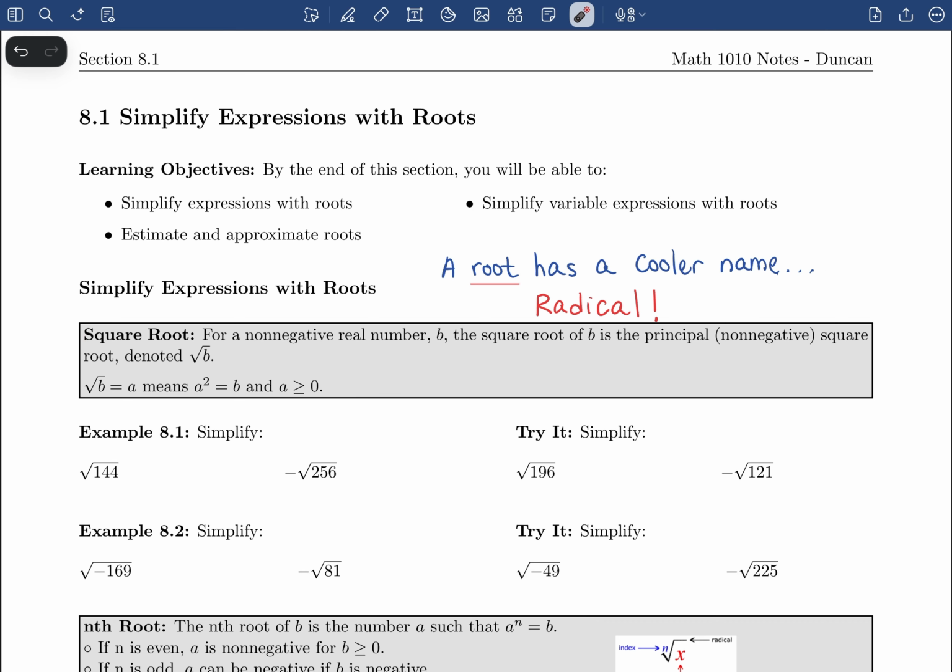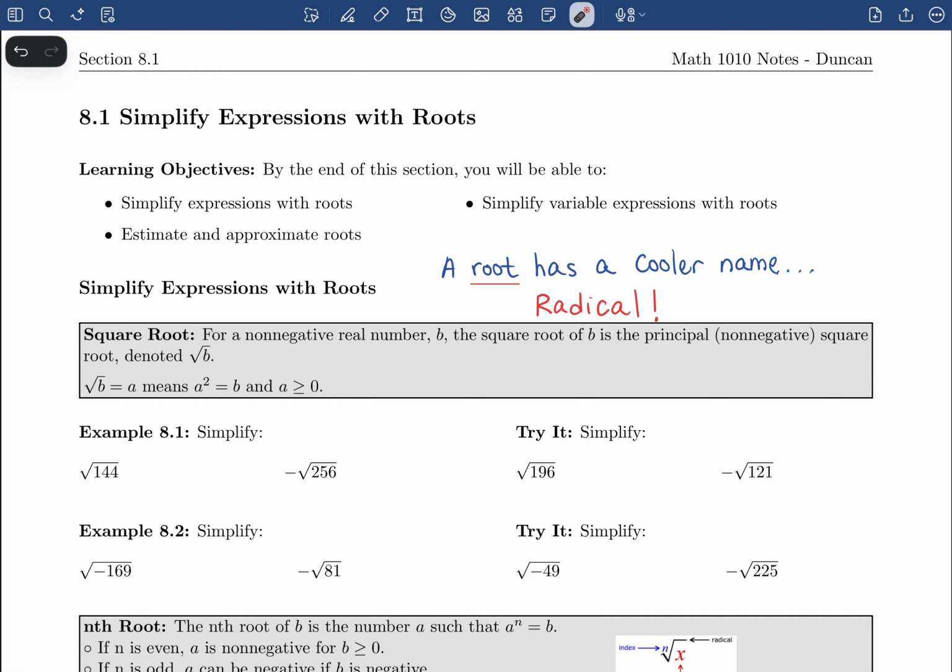But we're going to start with square roots, and here's a definition. For a non-negative real number b, the square root of b is the principal non-negative square root, denoted the square root of b. The square root of b equals a means that a squared equals b, and a is greater than or equal to 0.